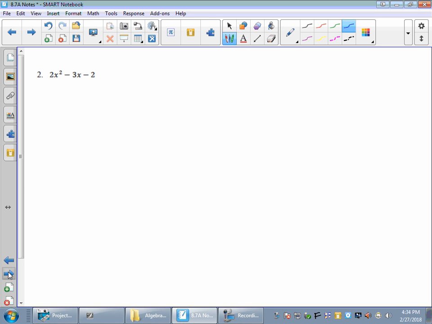So let's do the very first thing. A is equal to, B is equal to, C is equal to, what do we have? Our coefficient for our x squared is going to be 2. My coefficient of my x is a negative 3. And my constant is a negative 2. Don't forget to bring those negatives with them, even though they say subtract up there.